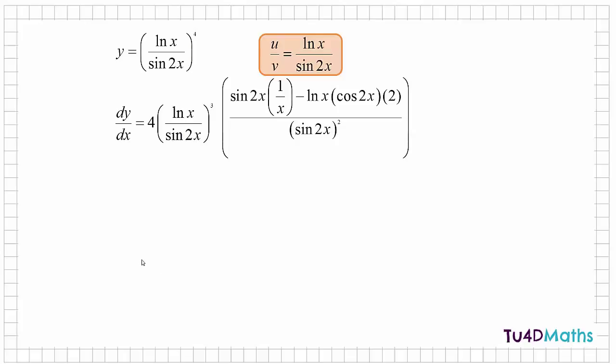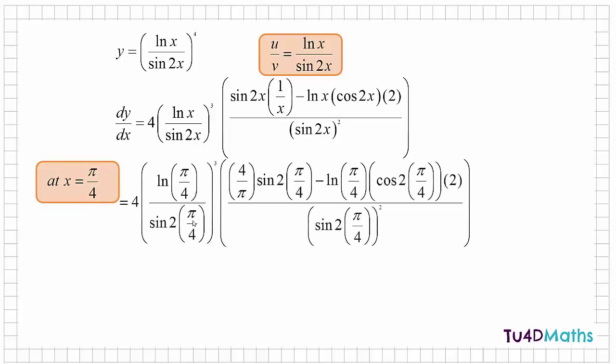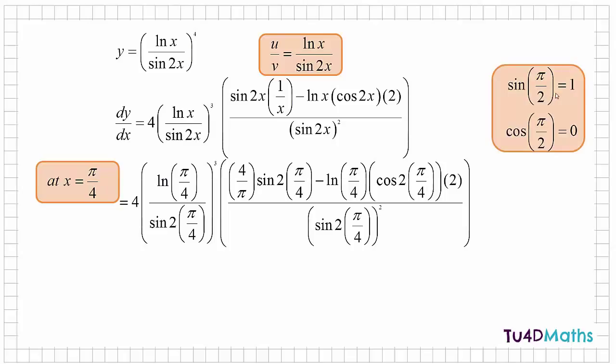Now we were asked to find the slope when x was pi over 4. So anywhere we have x, we could substitute pi over 4 as shown. Now this expression looks pretty complicated, but the cos of pi over 2 is 0 and the sine of pi over 2 is 1. So first, anywhere where we have cos of pi over 2, we could make this 0. So here we have cos 2 times pi over 4, which is cos of pi over 2. So this part of the expression will become 0.